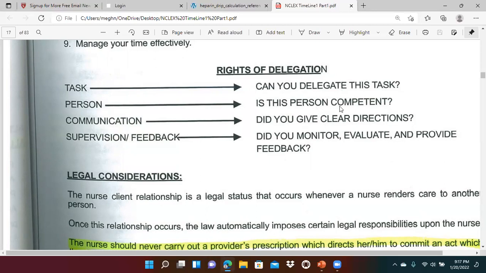Person: is this person competent for this patient? Communication: did you give clear direction? Supervision or feedback: did you monitor, evaluate, or provide feedback?